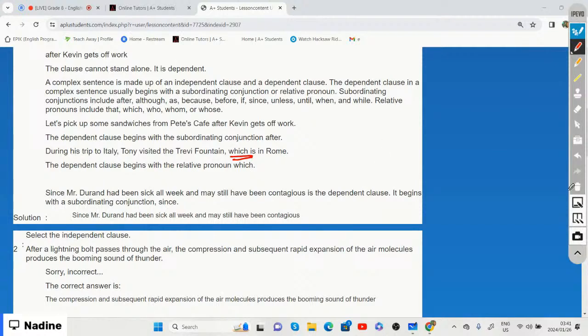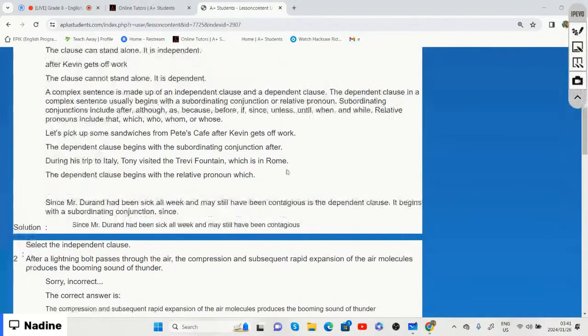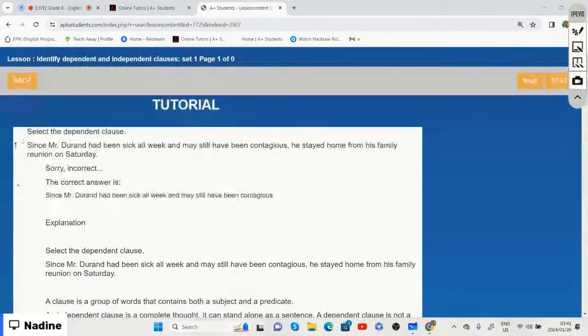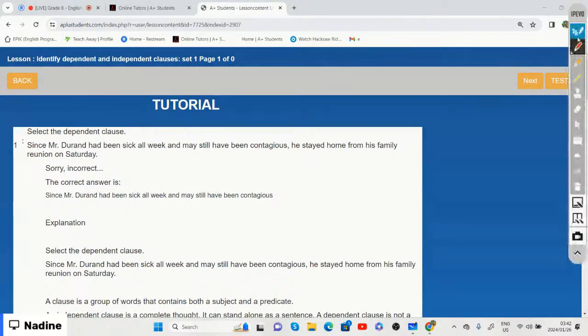All right. So before we go to our test, it says, "Since Mr. Durand..." We need to select the dependent clause, right? It says, "Since Mr. Durand had been sick all week and may still have been contagious, he stayed home from his family reunion on Saturday." So we need to select the dependent clause within that sentence. Remember, a dependent clause either begins with a relative pronoun or a subordinating conjunction.